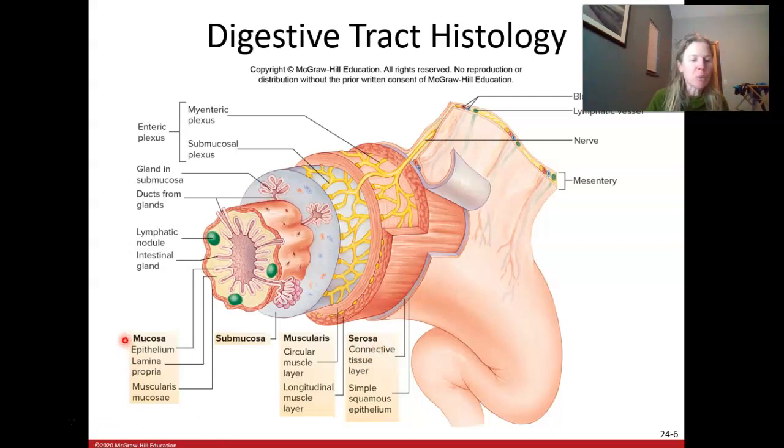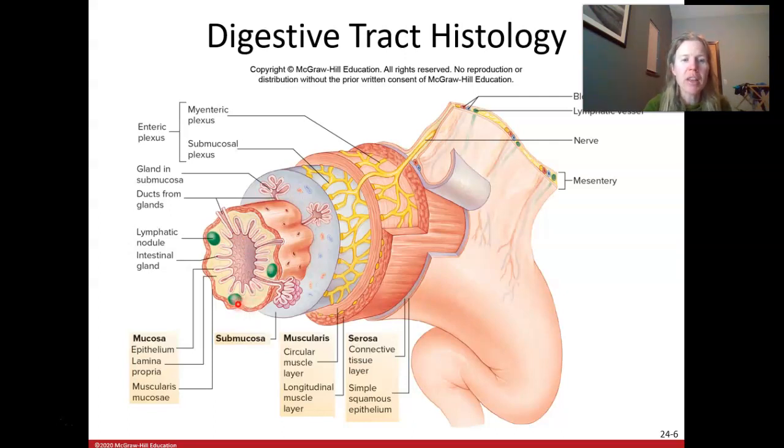So this is the innermost layer, and this is going to be an epithelium with an areolar connective tissue underneath of it. And that's what they call the lamina propria. That's the areolar connective tissue. So here's our epithelium, right? That's going to vary depending what region we're in, and then the areolar connective tissue.